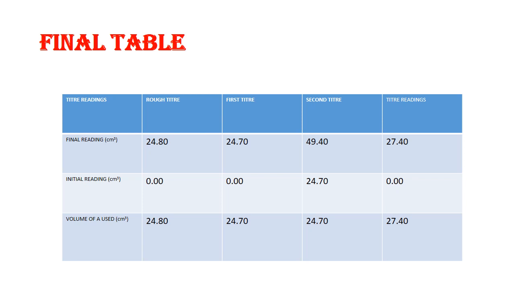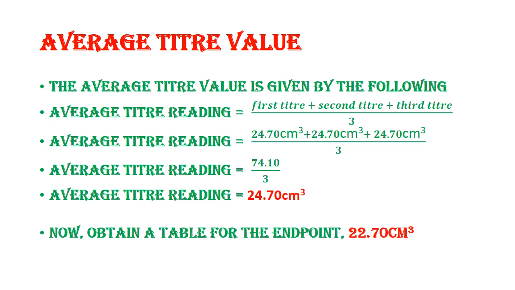Now, in every titration practical, we are required to get the average Titer value, which is the average volume of A used. Okay, so the average Titer value will be first Titer plus second Titer plus third Titer. Like I told you, you could make your own 2. It will still be the same. So you can do first Titer plus second Titer all over 2, as reflected from your table. And then when you do this for this one, it will give us 74.10. Okay, so divided by 3 will give us 24.70 centimeter cube.